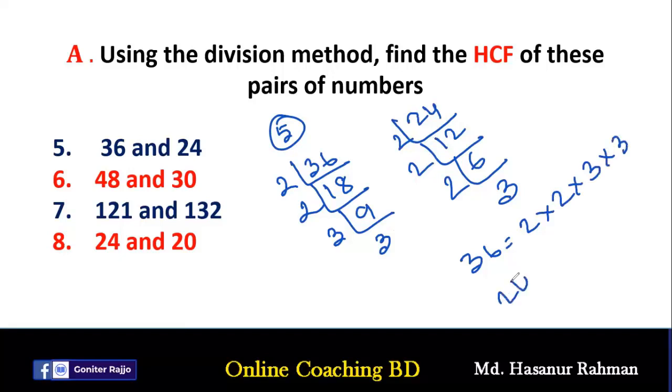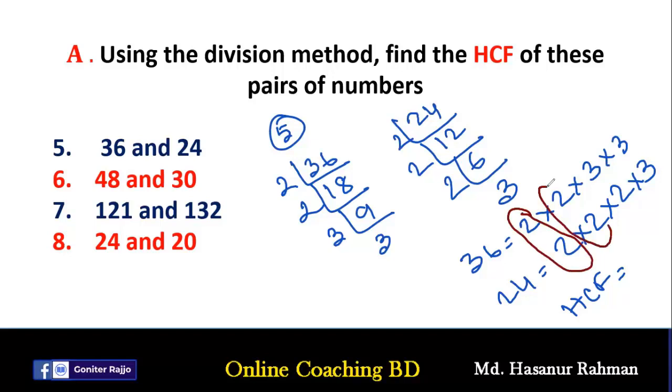And 24 is equal to 2 multiplied by 2 multiplied by 2 multiplied by 3. So we can say this 2 is common in both numbers, this 2 is common in both numbers, and this 3 is common in both numbers. So the HCF will be 2 multiplied by 2 multiplied by 3. So 2 times 2 times 3 is 12. 12 will be our HCF.